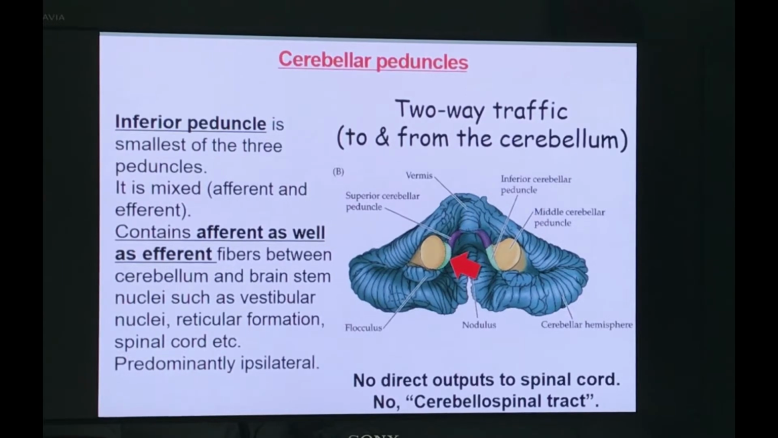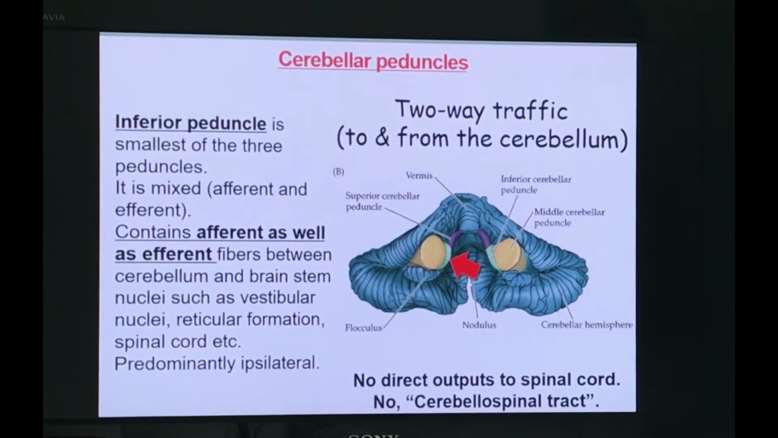The next is the inferior peduncle. This is the smallest of all three peduncles. It has two-way traffic, that is, it has both afferent and efferent fibers. When you see the cerebellum, they don't have a direct connection, as I had mentioned earlier, to the spinal cord.